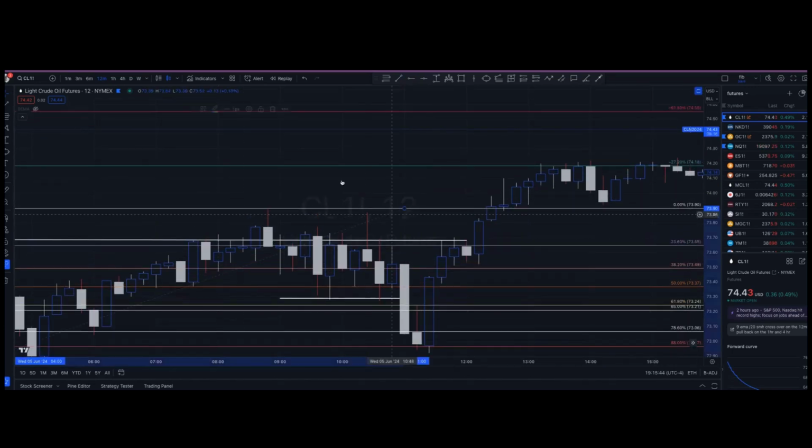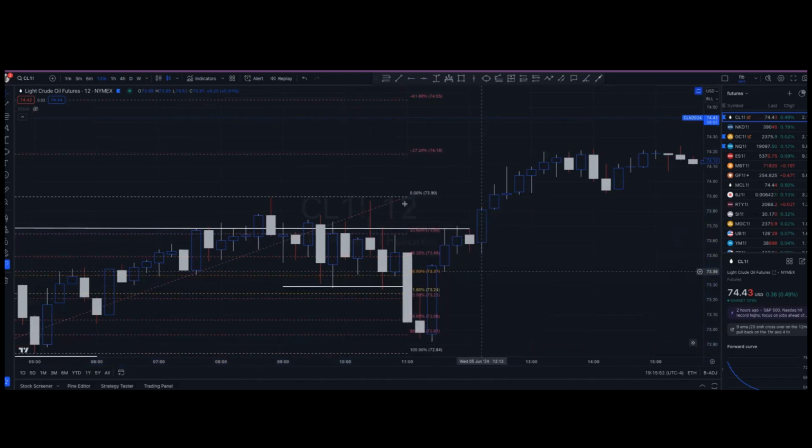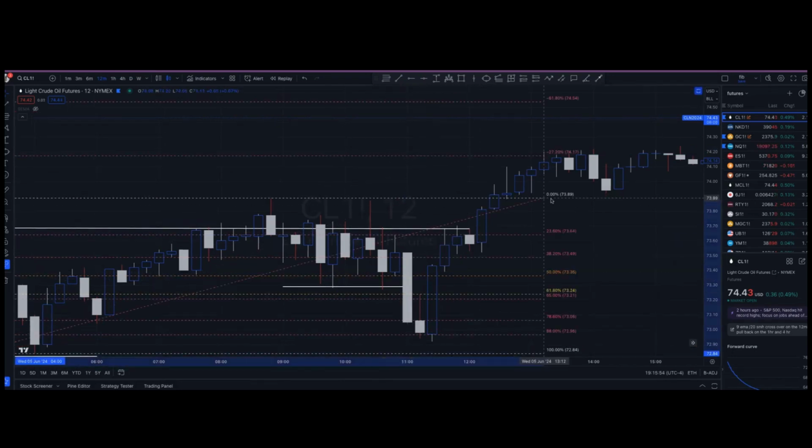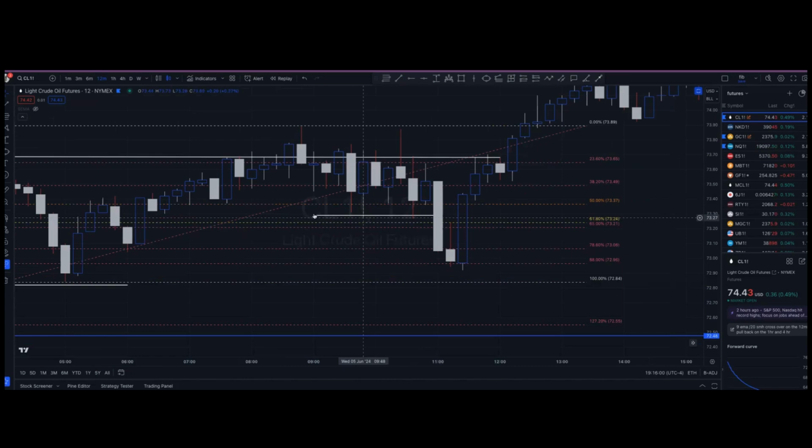From there, we're going to change these fibs. I want to change the look of them. Let's go wave 2. Stand that out. I want to make them less noticeable, right? So I got multiple ways for a reason.